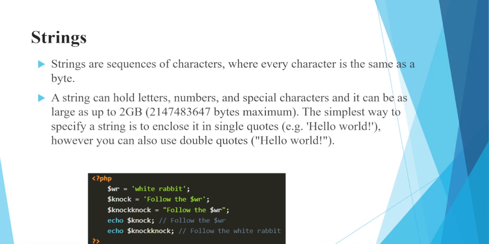The third one, string. Strings are sequences of characters. They can hold letters, numbers or special characters, whatever it may be. If you specify anything under single quotes or double quotes, that is considered a string. Strings are stored under variables. A string is a collection of letters, numbers as well as special characters.